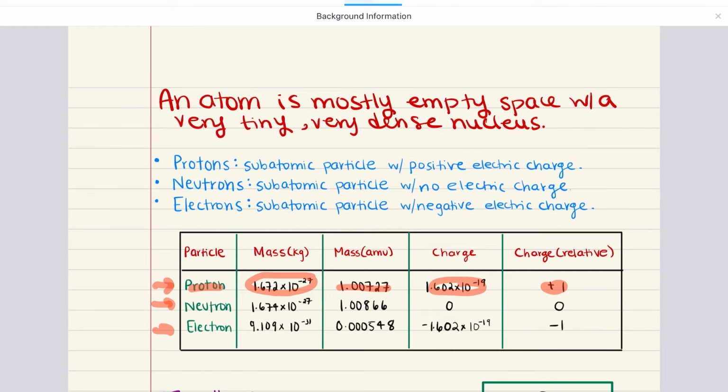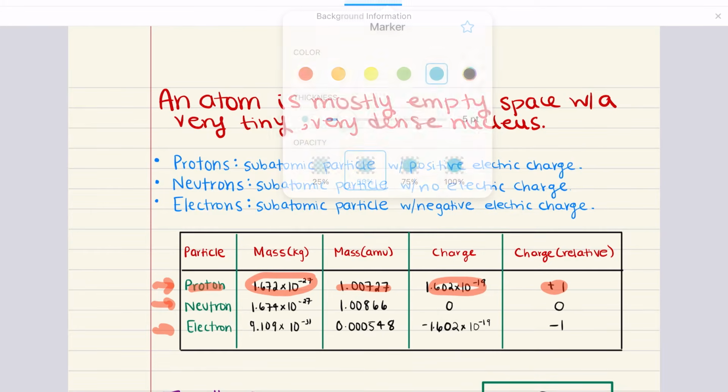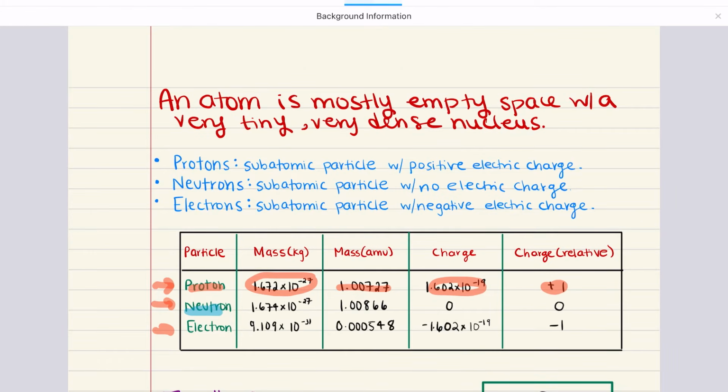Now for neutrons. Neutrons are neutral. They have no charge, so their charge is 0. A neutron's mass is only slightly larger than that of the proton, and together, the protons and neutrons of the nucleus make up essentially almost the entire mass of an atom. So here's the mass for a neutron written in AMUs, and this is the mass of neutrons in kilograms.